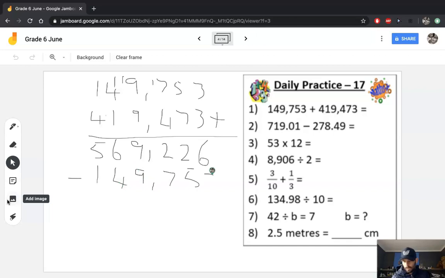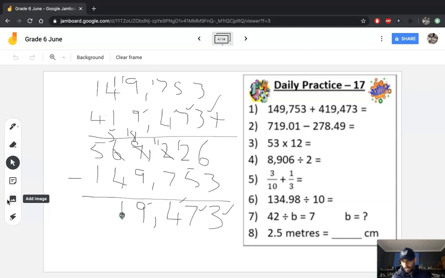149,753, and let's have a look if I get 419,473. So 6 minus 3 is 3, so they both match. I can't do 2 minus 5, but I can do 12 minus 5 is 7, and they both match. I need to borrow for the next one, so 11 minus 7 is 4, and they both match. I need to borrow again. 18 minus 9 is 9, and the decimals line up. And again they match. 5 minus 4 is 1. They match. And 5 minus 1 is 4, and they match. So I'm confident I can move on.